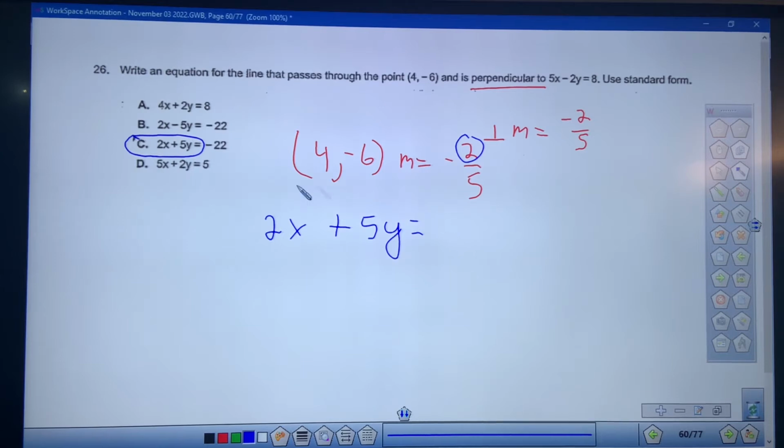But let's find the actual C, the constant term over there. So I throw the 4 into x. That would be 2 times 4 is 8. Minus 30. 8 minus 30, notice, is negative 22.